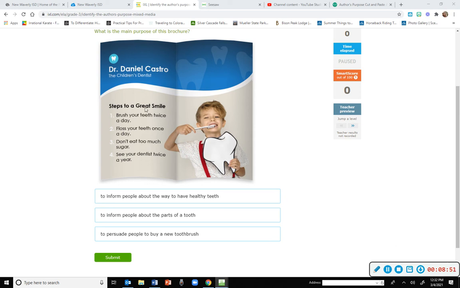So it says, steps to a great smile: brush your teeth twice a day, floss your teeth once a day, don't eat too much sugar, and see your dentist twice a year. Okay? Is it to persuade us to buy a toothbrush? No. Is it to inform people about the parts of a tooth? Did it talk about the parts of a tooth? No, it did not. Did it talk about the way to have healthy teeth? Yes. So the purpose was to inform people about the way to have healthy teeth.